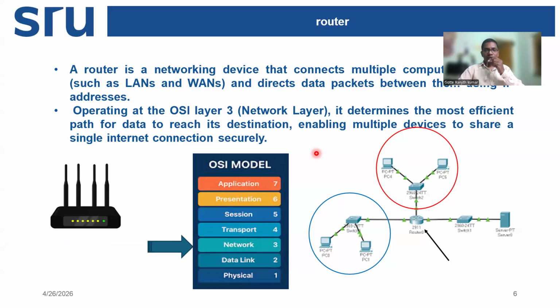And this router will provide the best path from the source to the destination, over which data can be sent. For example, this system wants to send a message to this system. From this system to this system, what is the best path? That will be provided by using this router, over which data can be exchanged between two systems on the network.